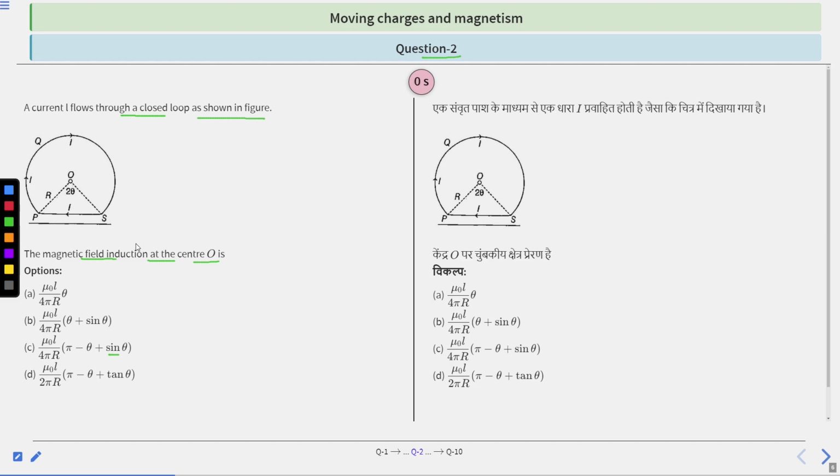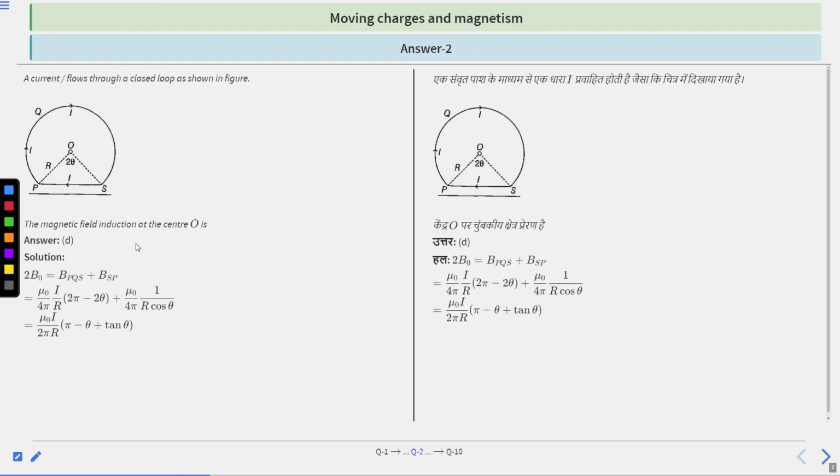Let's find the solution. According to the question, we are asked about the magnetic field induction at O. This is the center, and the magnetic field induction here is what is asked. Clear? We know the magnetic field induction due to this straight wire is 0, because this is a straight wire and the angle made is 0 or 180 degrees. In that case, the magnetic field induction due to this straight wire is 0.